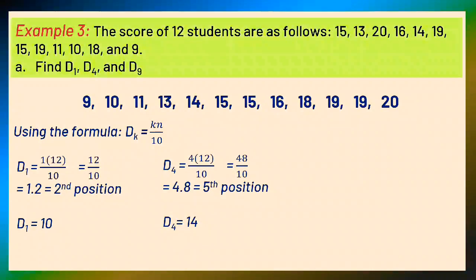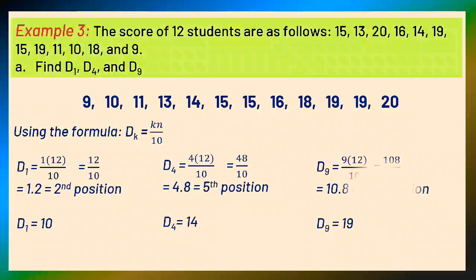The next thing to identify is the value of the fourth decile. So we have 4 times 12 all over 10, and that is equal to 48 all over 10. So 48 over 10 is equal to 4.8, and of course, according to the rule, we need to round it off. So that is equal to the fifth position. So by counting, the fifth position in this set of data is equal to 14. So therefore, the value of the fourth decile is equal to 14.